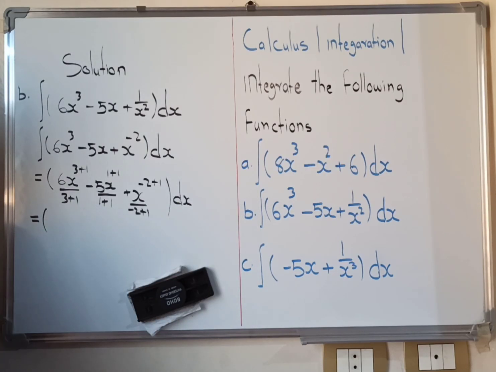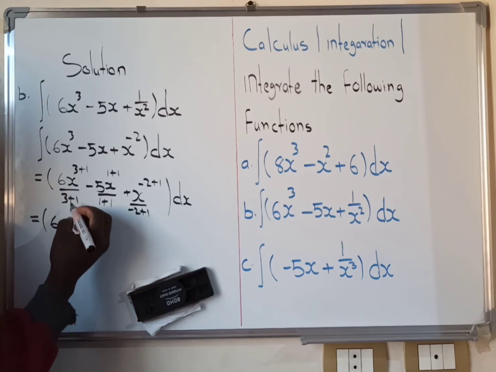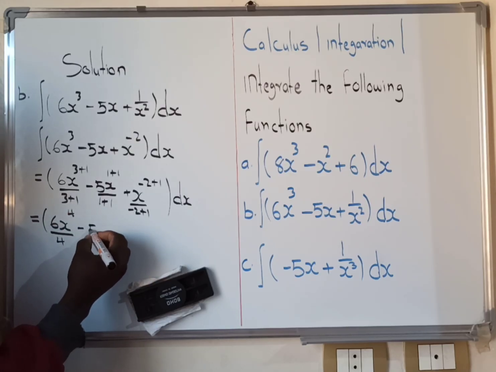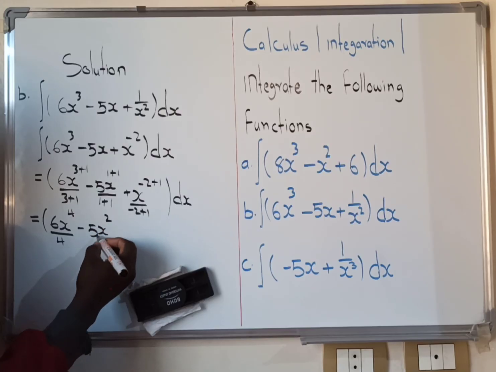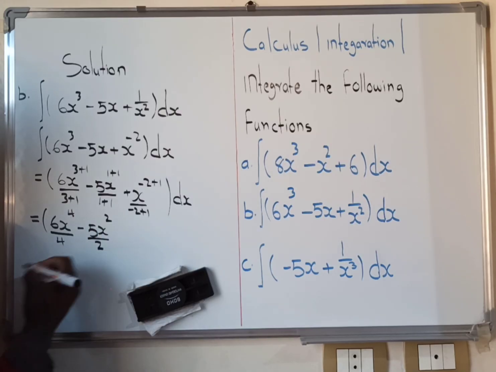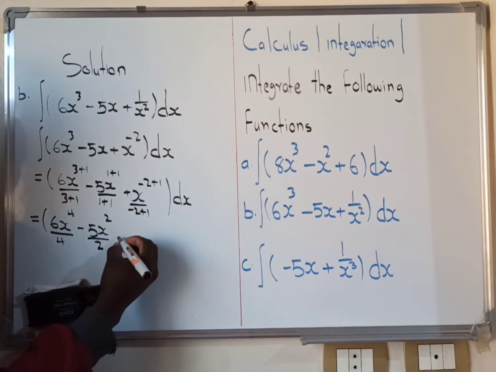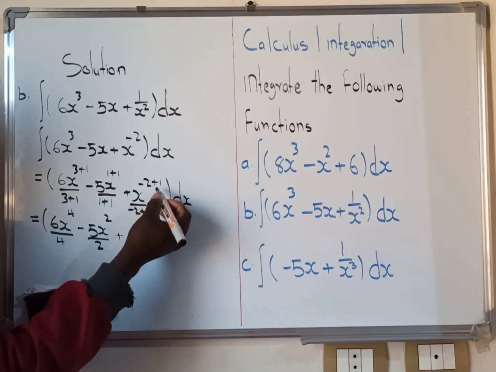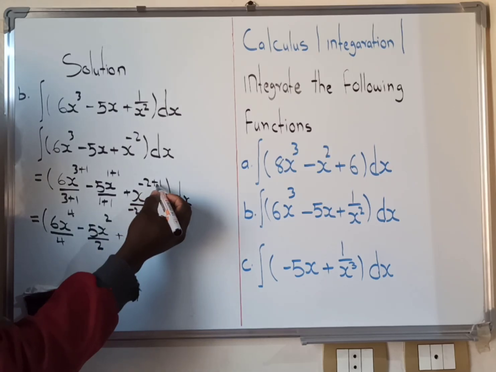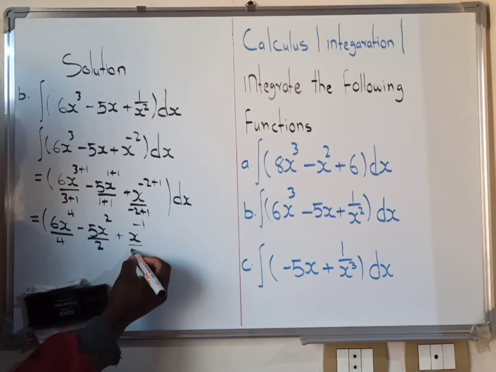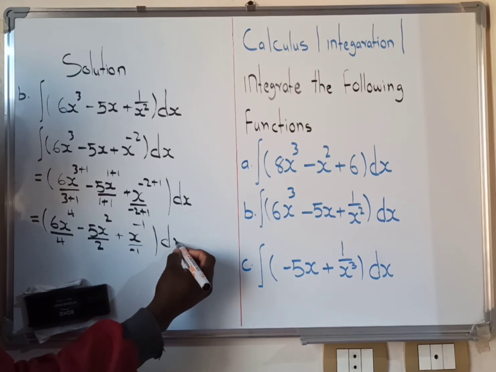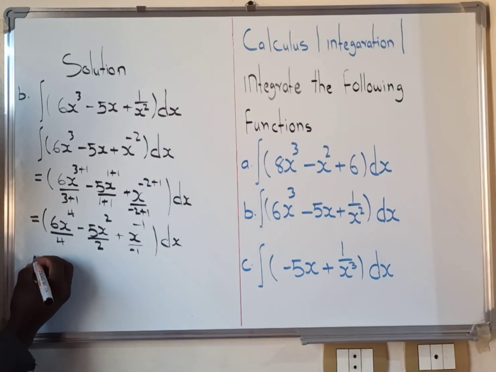So I have in bracket again, I have here 6x, 3 plus 1 is going to give me 4. We have to say here over 3 plus 1 is 4 also. So we have here minus 5x, 1 plus 1 is going to give me 2, and also here 1 plus 1 is 2, right? So we have to say here plus again. So we have here x, negative 1 plus 1 is going to give us negative 2 plus 1 is negative 1. Here also is negative 1. Okay, so we have to put in bracket and say here dx, right? So right here we say again equal.